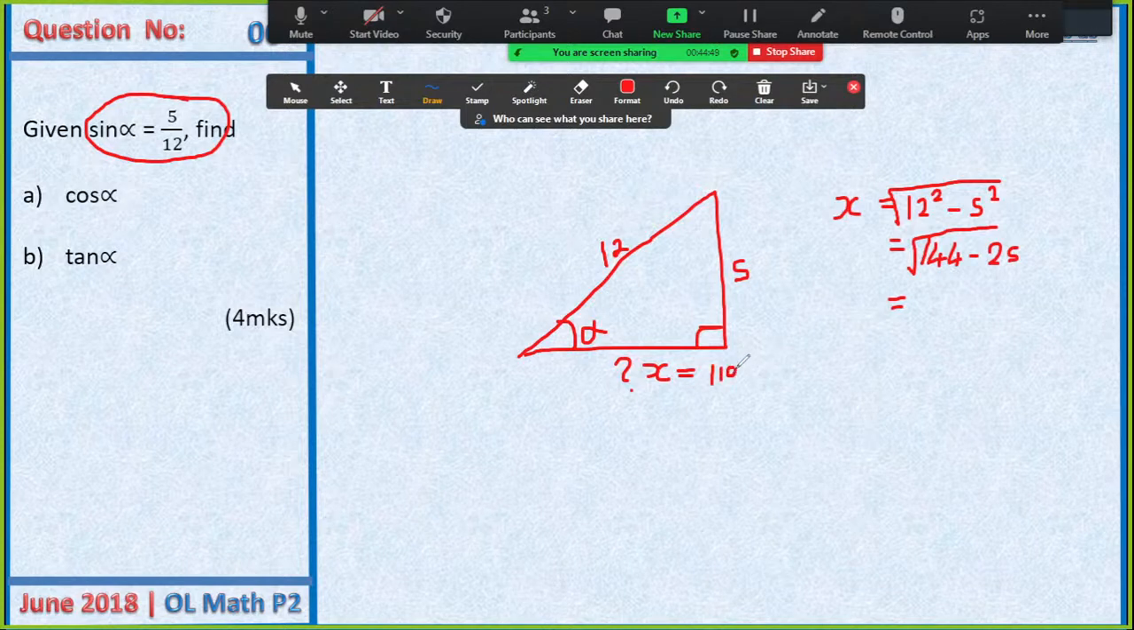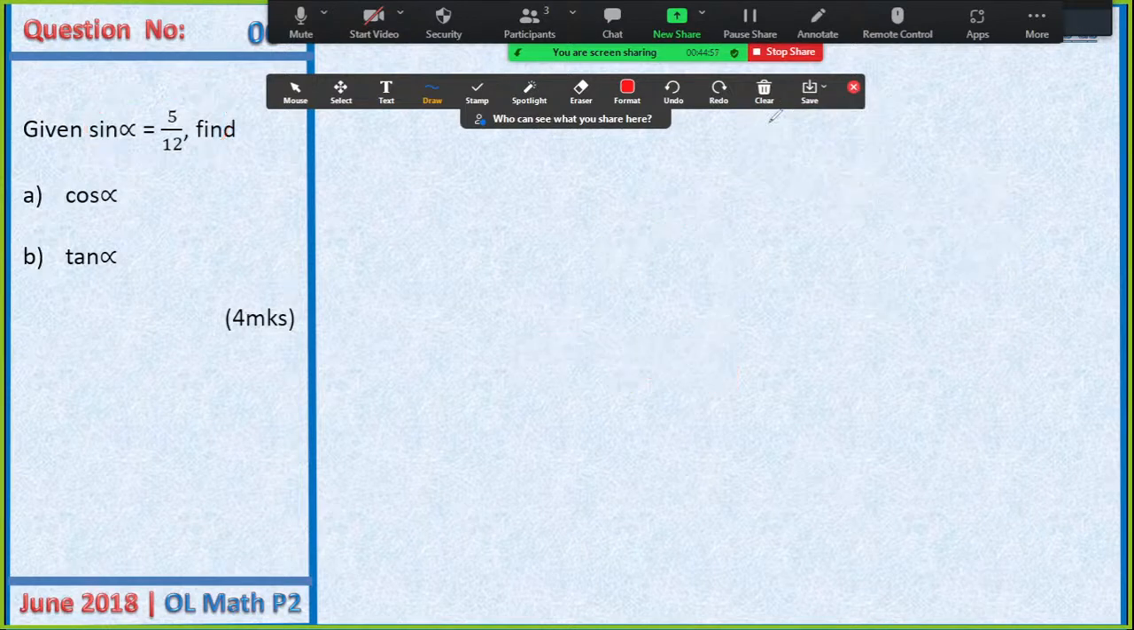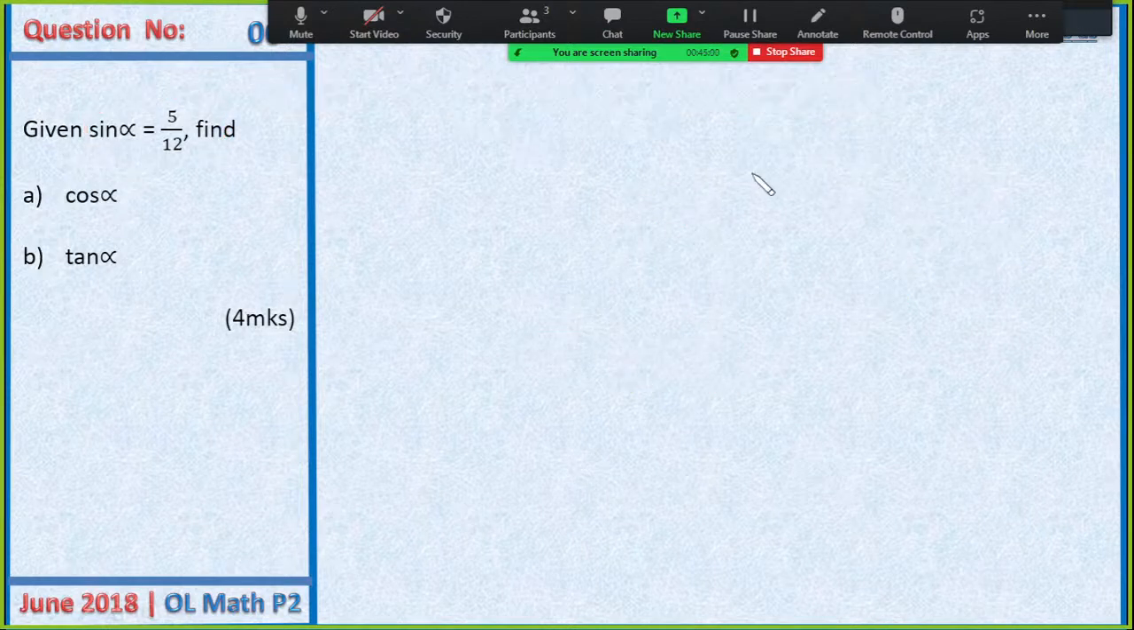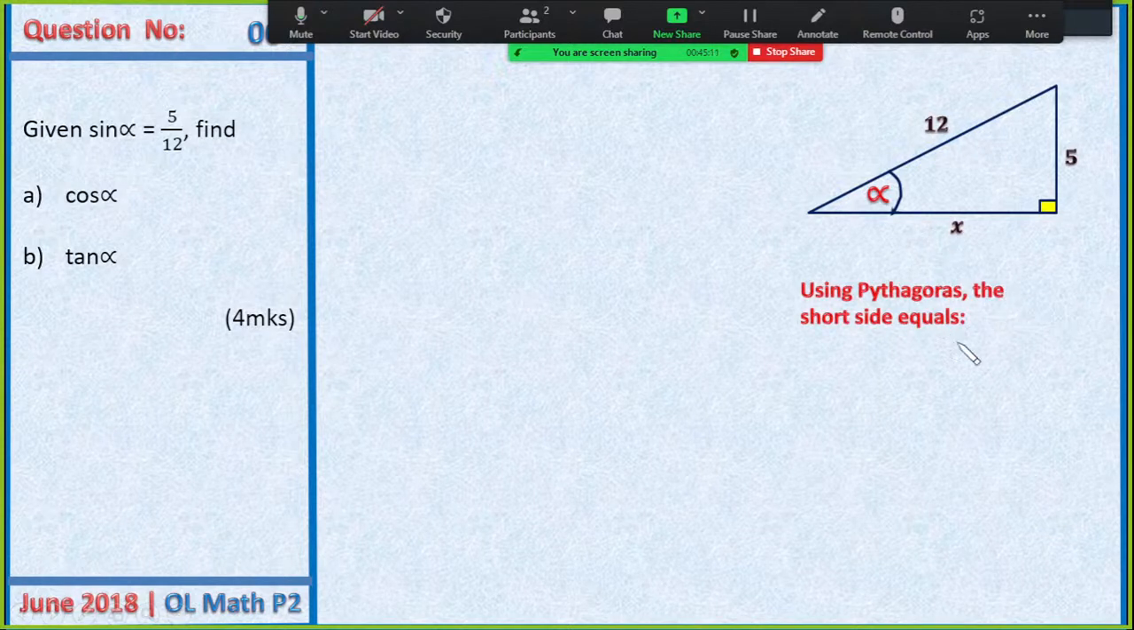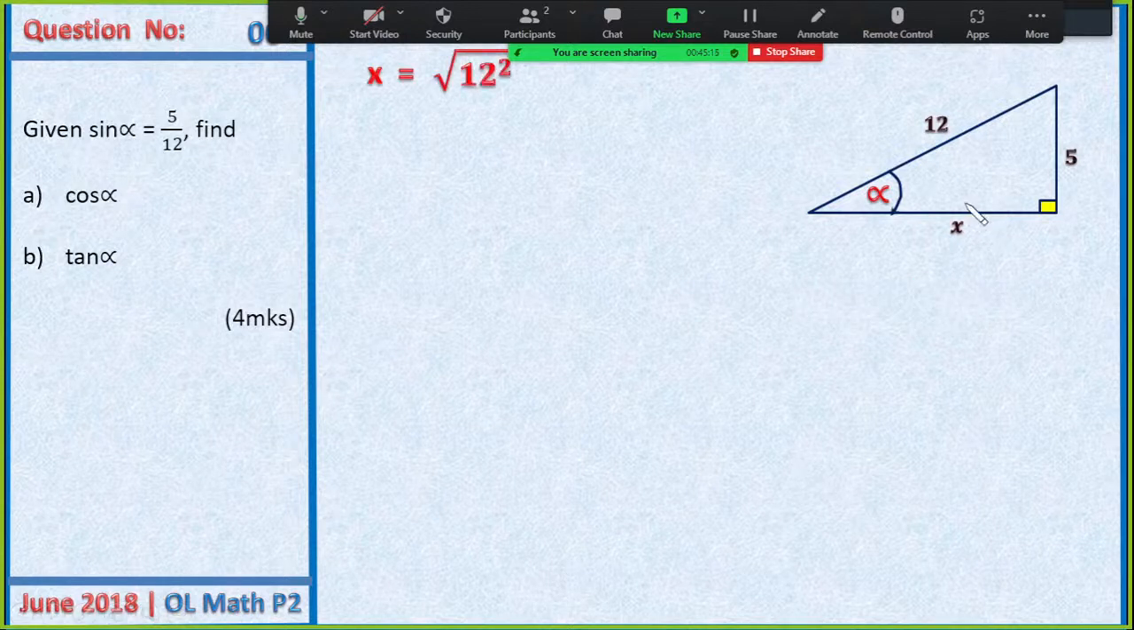As I say, fear. So this is my alpha. Opposite is 5. Hypotenuse is 12. So this other side will be x. Using Pythagoras theorem, x will be equal to the longest side squared minus the square of the other short side. So that will give us the square root of 119.